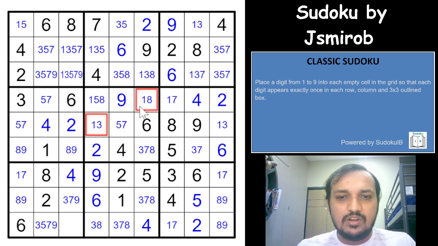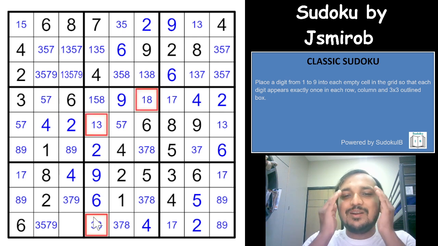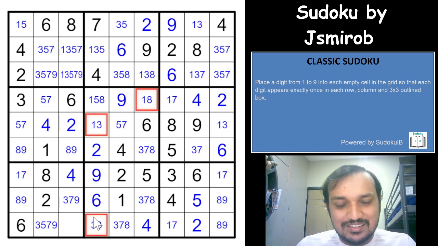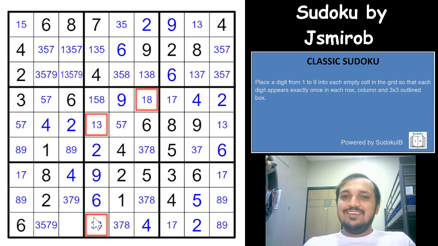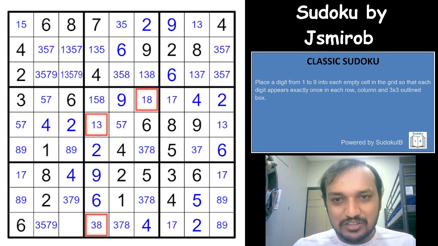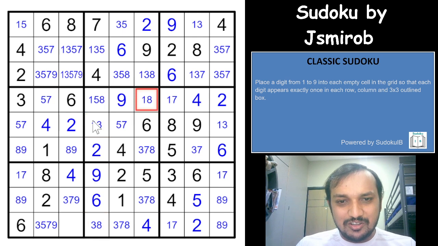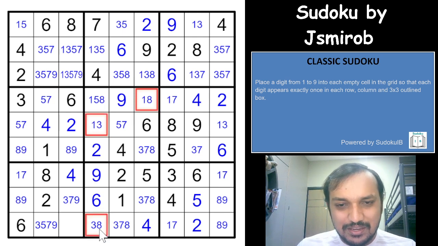1 3, 1 8, 3 8. Come on, guys. I found the fourth logic here, that is a Y wing. I cannot thank the author enough for this wonderful Sudoku actually. So I got the fourth logic here, that is a Y wing.